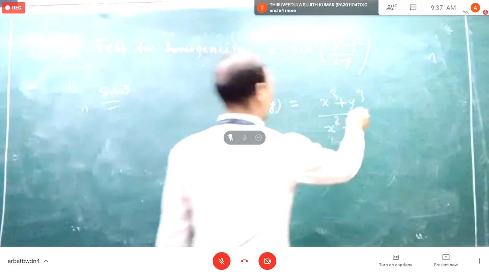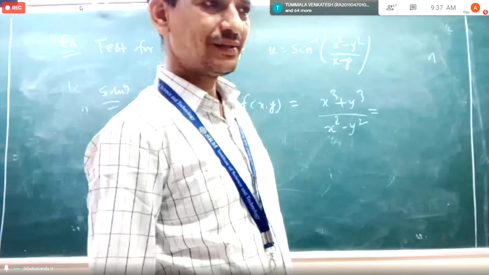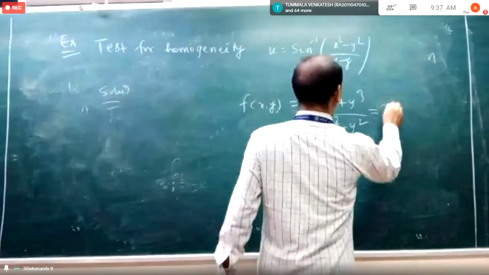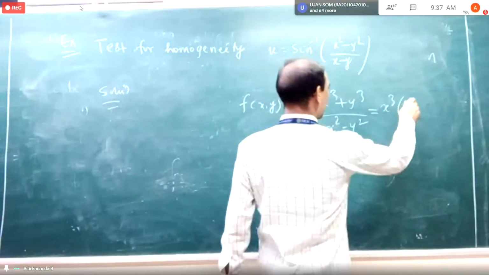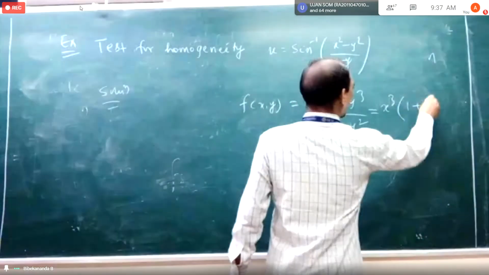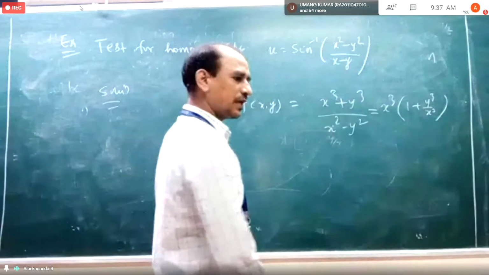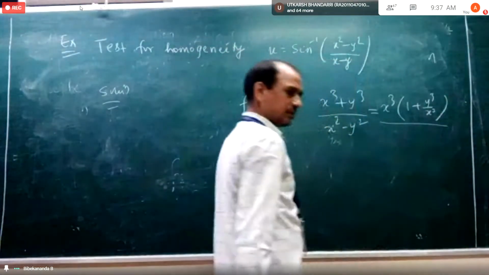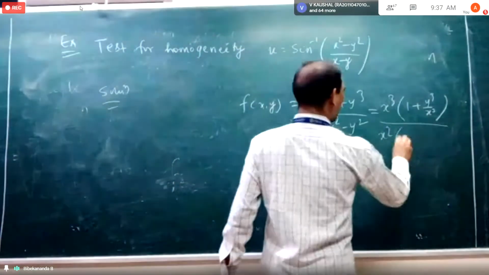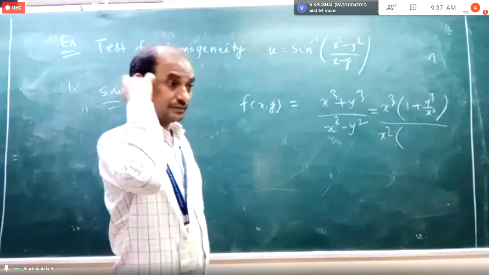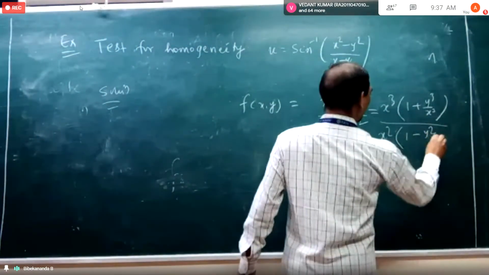From the numerator, what is the minimum degree of x? 3, x cube. If you take x cube common, what will be the remaining term? 1 plus y cube by x cube. Then from the denominator, what will you take out? x square. And then what is the remaining term? 1 minus y square by x square.